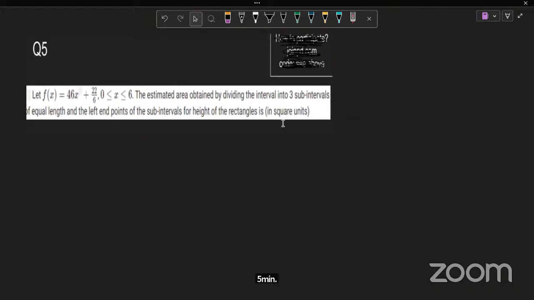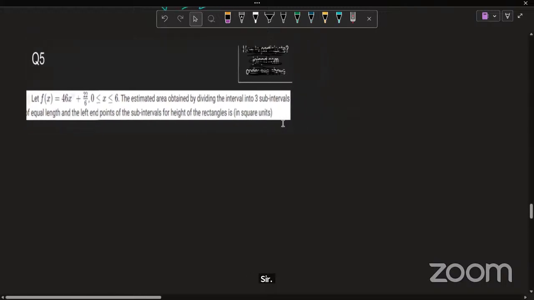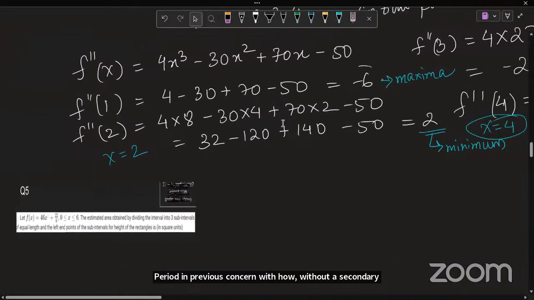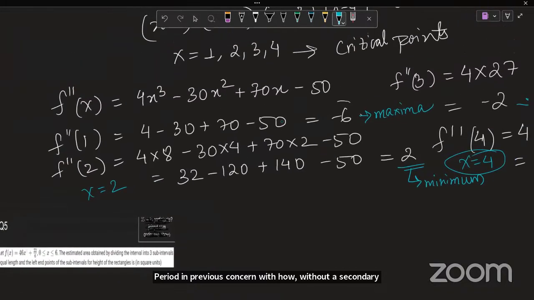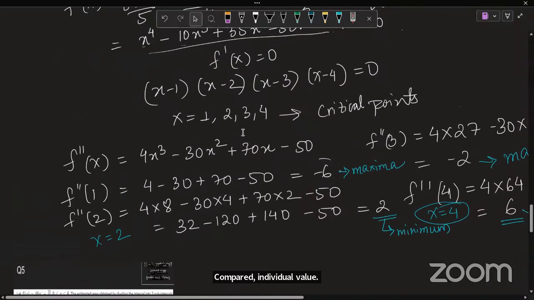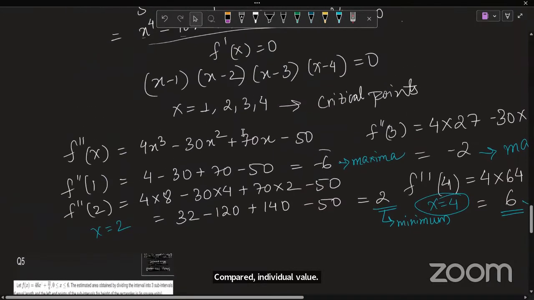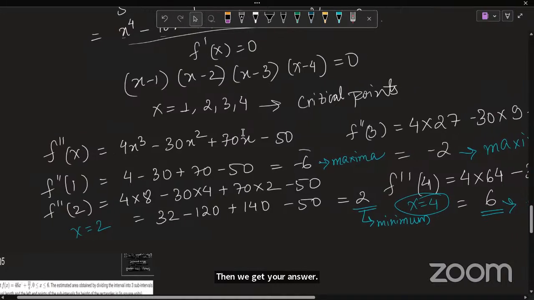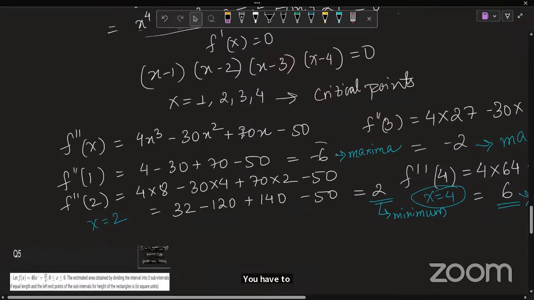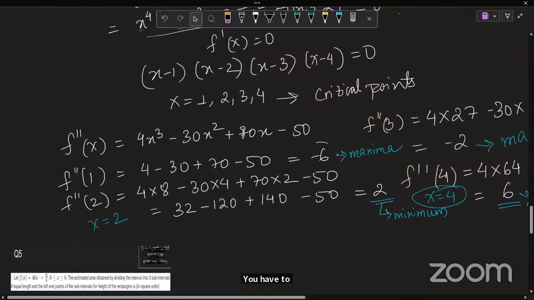Sir, yeah. In the previous question, without a second derivative test, we computed the critical points in the original f(x), then compared the individual values and got the answer. You have to calculate the second order derivatives to find whether the critical point is a maximum or minimum.